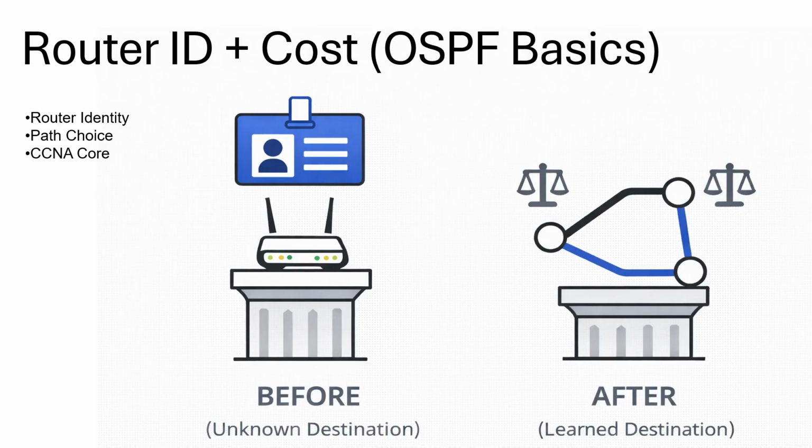Learn the selection order, manual to loopback to interface. Understand cost as a path weight where lower is better, and how OSPF adds cost along the path. No deep formulas, no reference bandwidth tuning, no full labs, just the conceptual rules and the reasoning behind them.